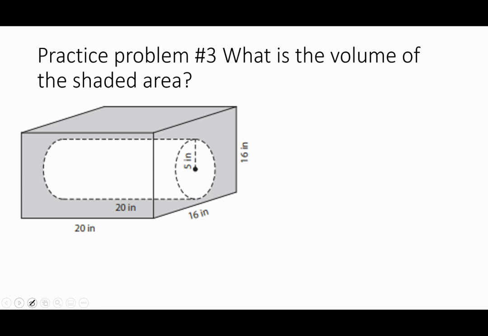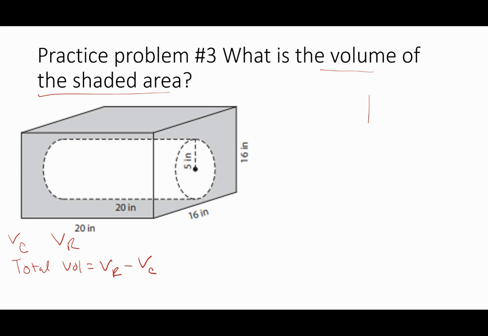All right, let's take a look at the next one. So we're looking at, in here we have two figures. We have the volume of the shaded area is what we're looking for. So we have two figures. We have the volume of a cylinder and the volume of a rectangle. So the rectangle is on the outside, so the volume total is going to be the volume of the rectangle minus the volume of the cylinder.